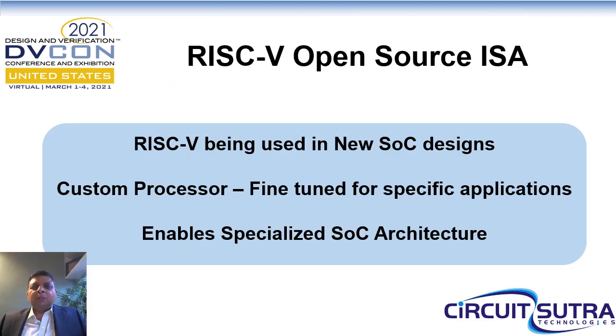Open source hardware movement is mainly fueled by RISC-V, which is an open source instruction set architecture. RISC-V being a new ISA, anyone who is using RISC-V must be designing a new SoC. One of the important features of RISC-V is that it allows you to add custom instructions. So people are using it to design their own custom processors which are fine-tuned for specific applications. And such custom processors are at the heart of the specialized SoC architecture. So deploying the ESL methodologies right from the beginning in such a project is very important.